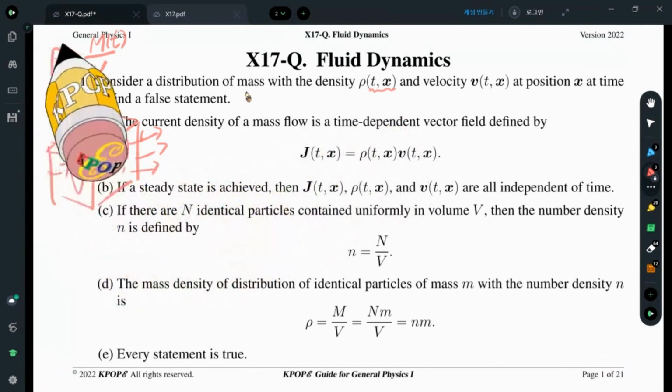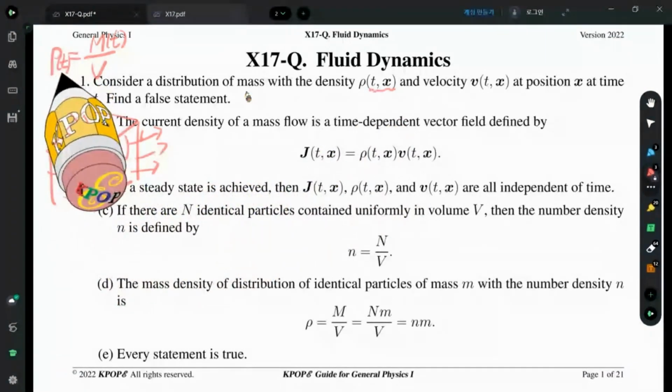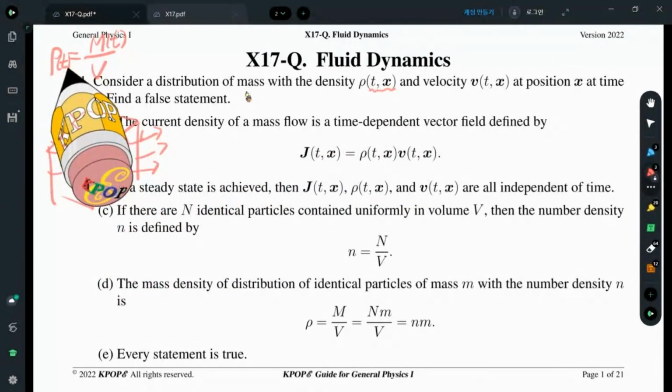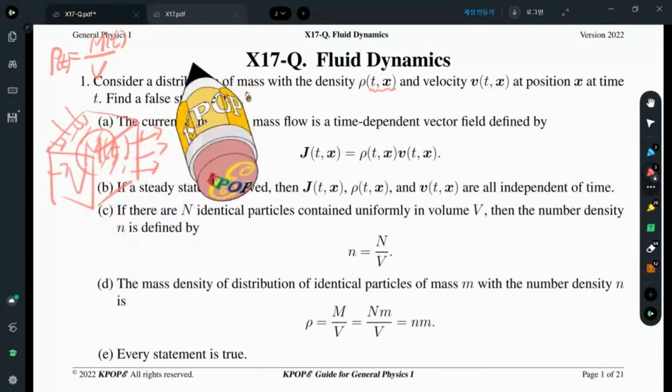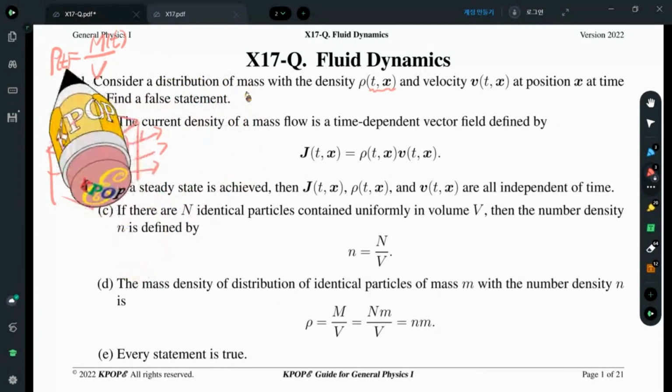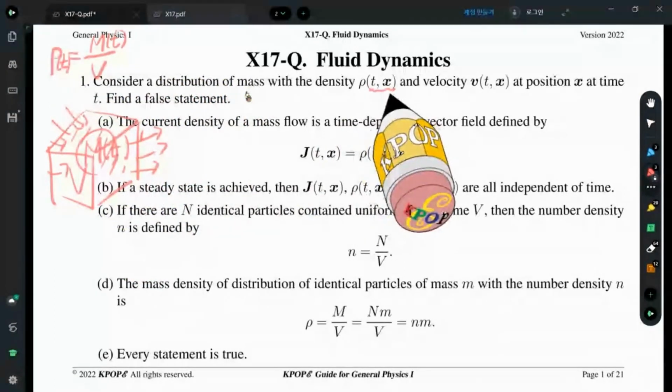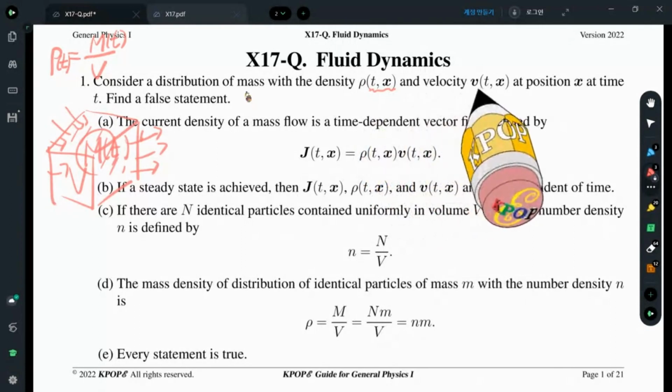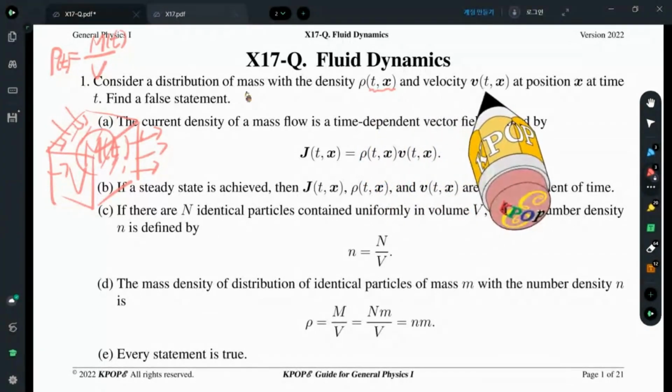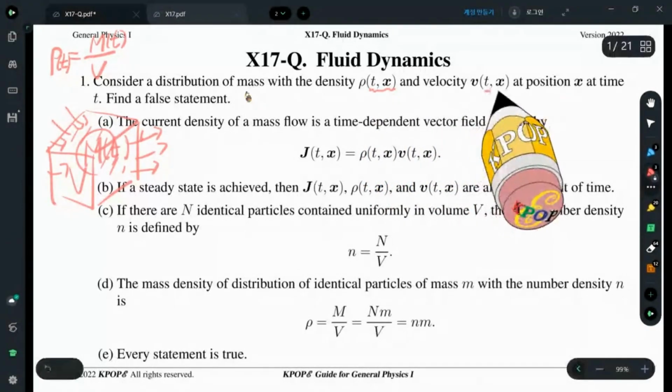And this density is a function of time, and it is also a function of position. So this is a multivariable function. In addition, there is a velocity that is also a function of time and position.